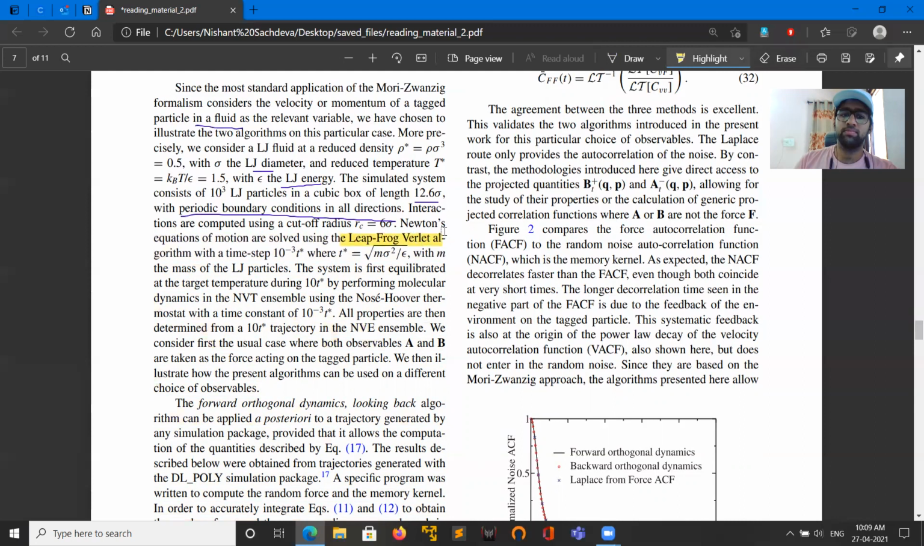Leapfrog-Verlet algorithm, with a time step of 10 to the power minus 3 T star, where T star is the root of m sigma square over epsilon, with m being the mass of the LJ particles.